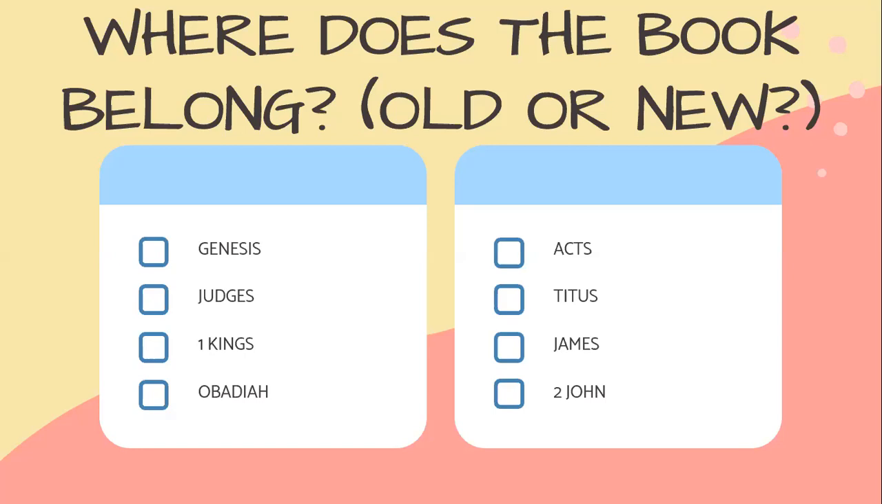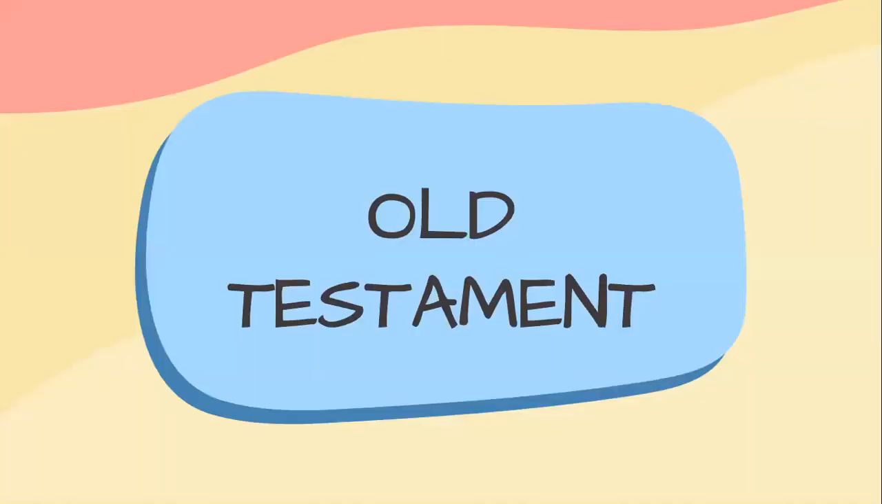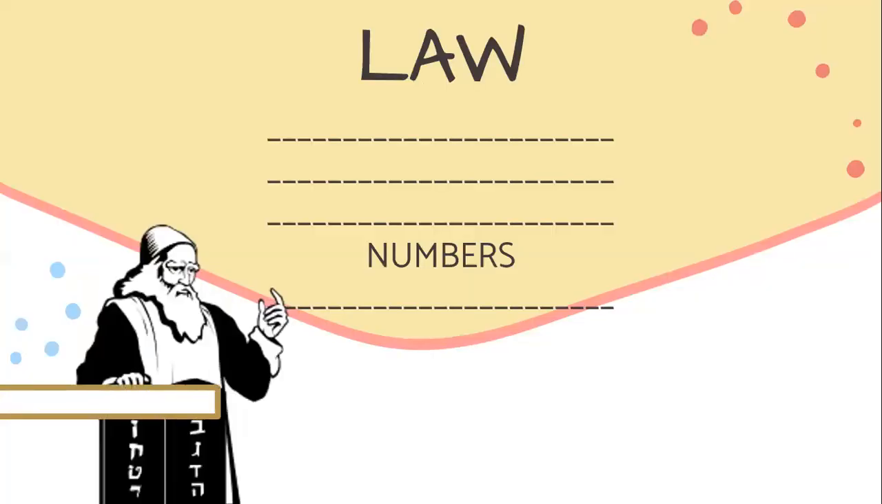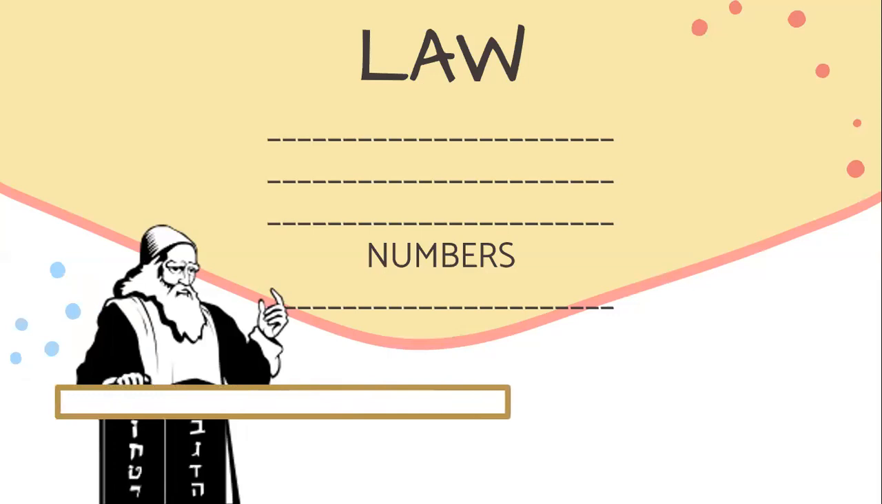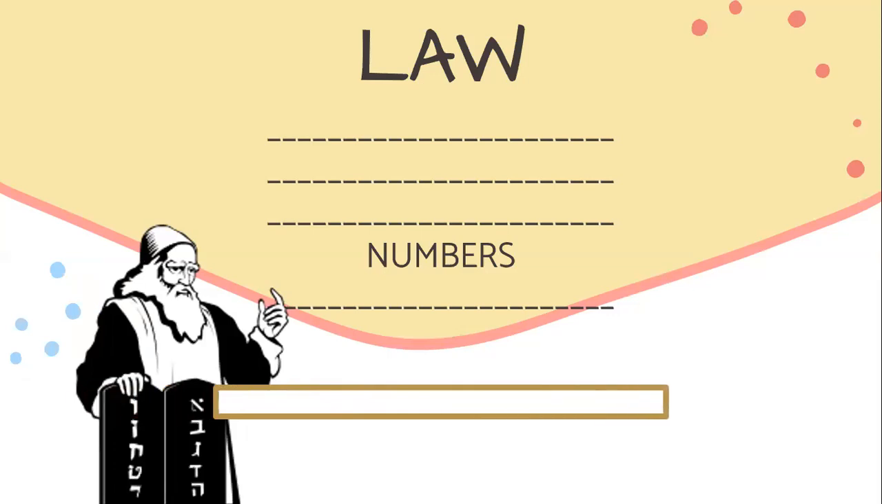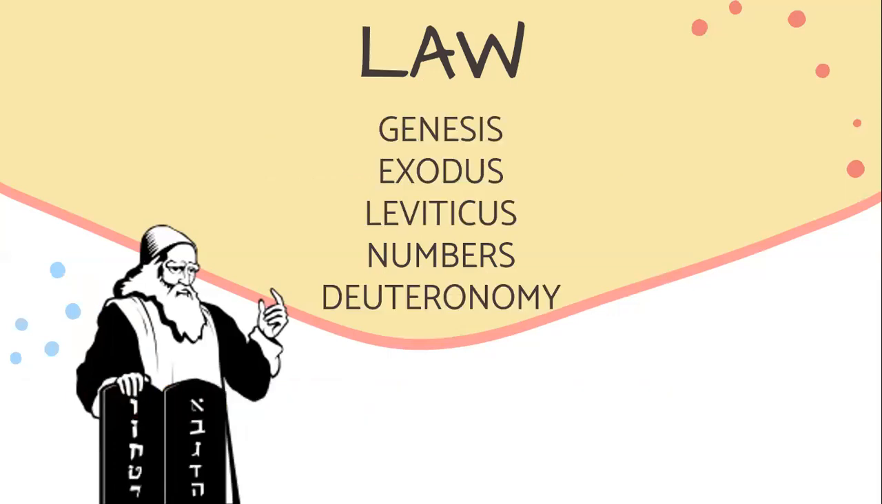So we will start off with our Old Testament. And in our Old Testament, we always start off with the books of the law. Let's see if we can remember those. So for our books of the law, we have Genesis, Exodus, Leviticus, Numbers, and Deuteronomy.